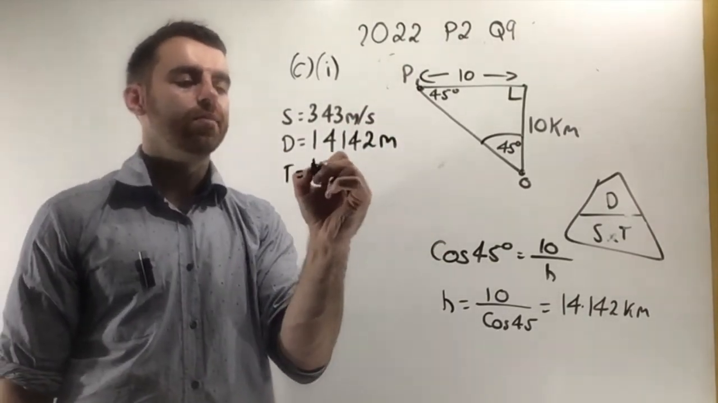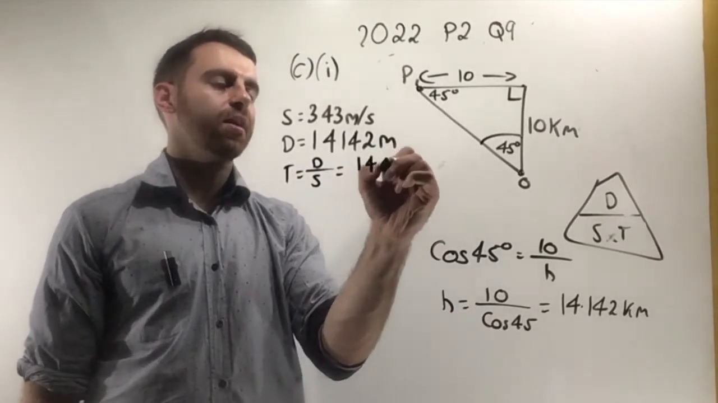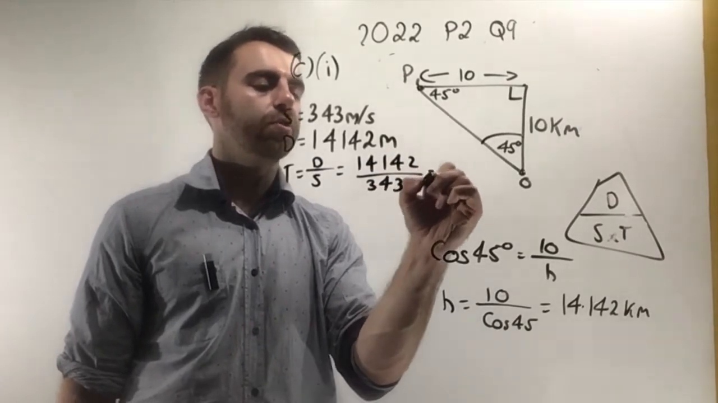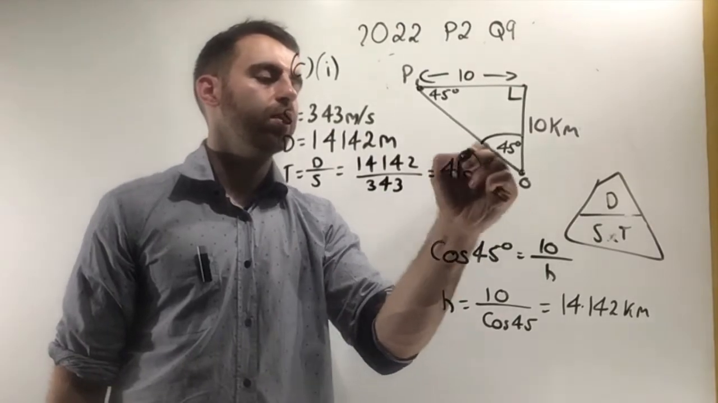So the sound travels at this speed, and it has to travel this distance. So time is simply distance divided by speed. And if you plug that into your calculator, 14,142 divided by 343 to the nearest second, your answer works out as 41 seconds.